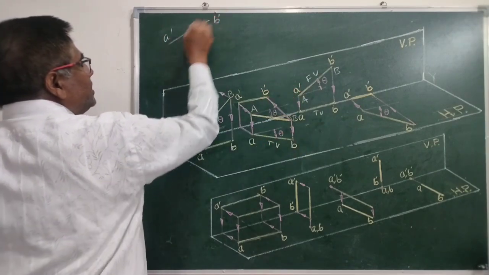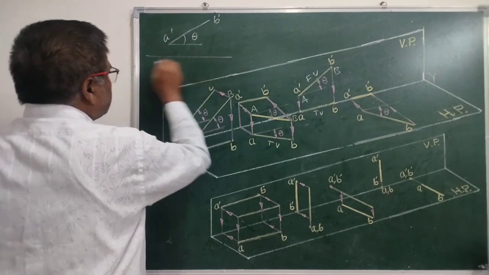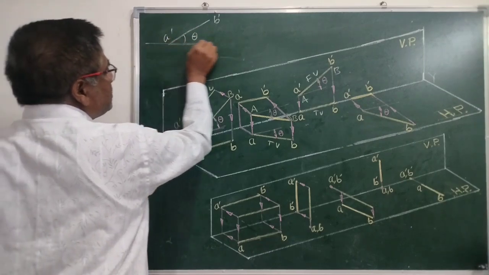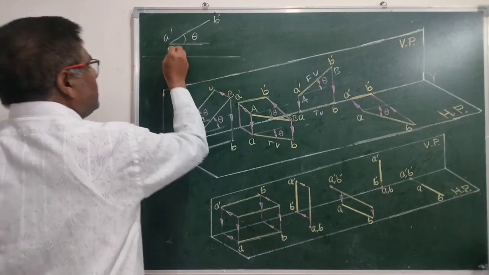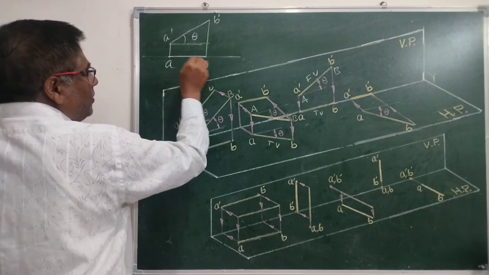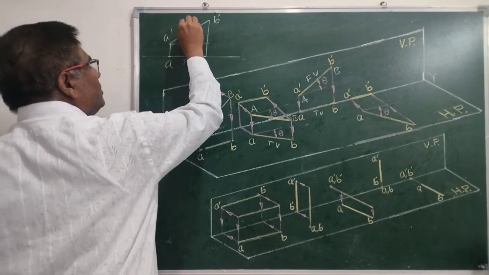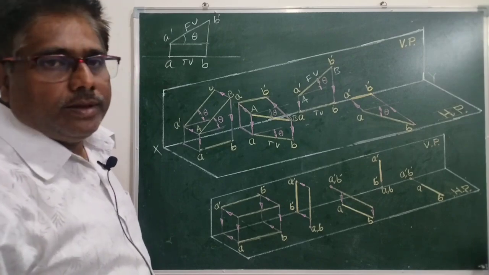These are the projections for this case when it is in VP and inclined to HP. This is A dash B dash, inclination with HP. XY line, project the ends. This will give top view. This is front view with true length and inclination.